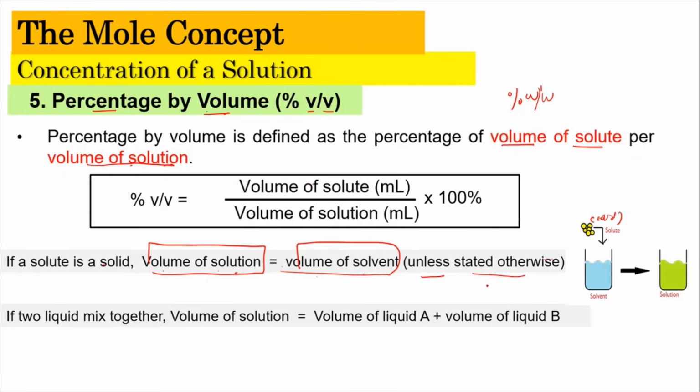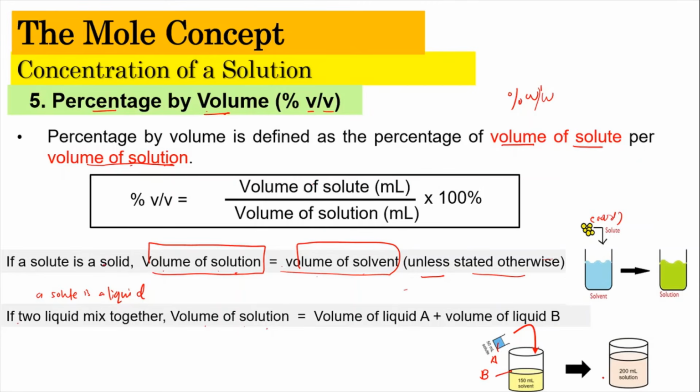Okay. Meanwhile, for the second situation, if a solute is a liquid, if two liquids mix together, you can say that the volume of the solution is equal to the volume of liquid A plus the volume of liquid B, because when you add up together volume of A with volume of B, what you're going to produce is a new volume, which is 200 ml. So 50 ml plus 150 ml becomes 200 ml.